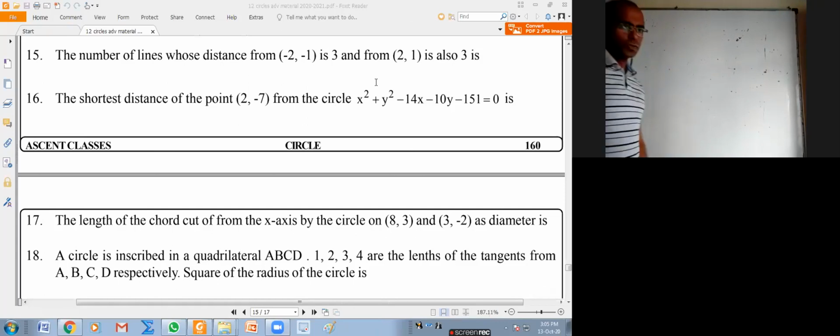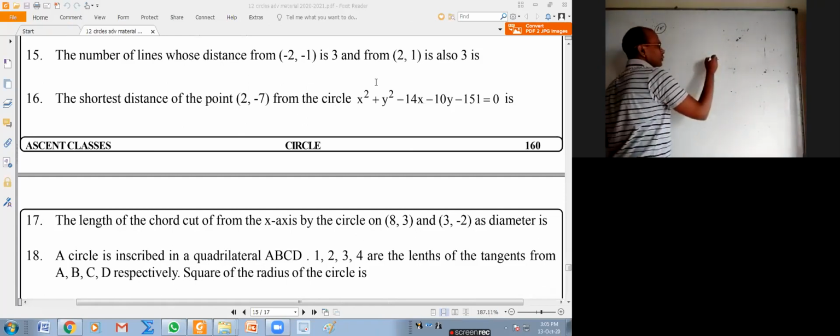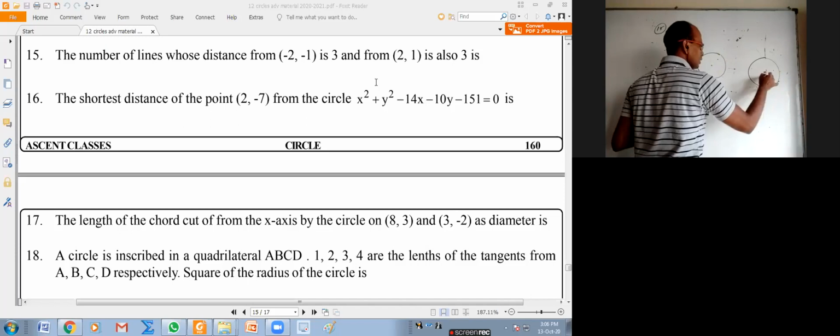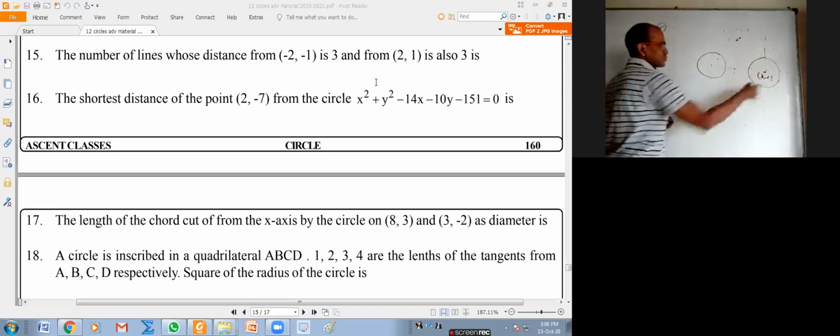Okay, 15th question is indirectly the number of common tangents, direct or transverse common tangents. Why? You take (-2, -1) as center and radius 3 units, you draw one circle. Take (2, 1) as center and with radius 3 units, you draw one circle.